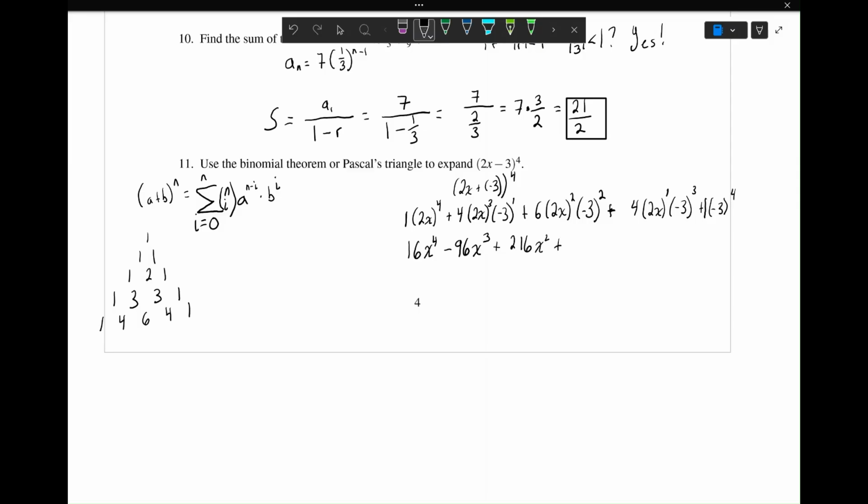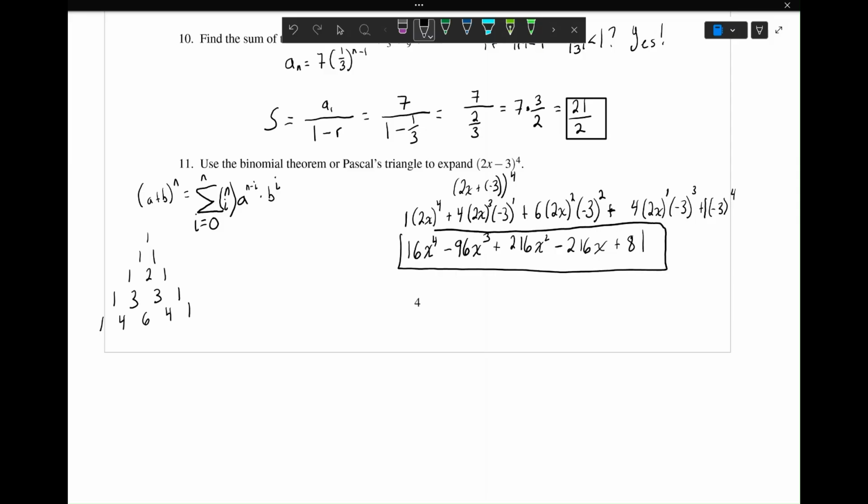x squared. Over here, I have 4 times 2 times 27, because that's negative 3 cubed. I guess it would be a negative 27. So that actually ends up being minus 216x. And then negative 3 to the 4th is a positive 81. And that would be my final answer.